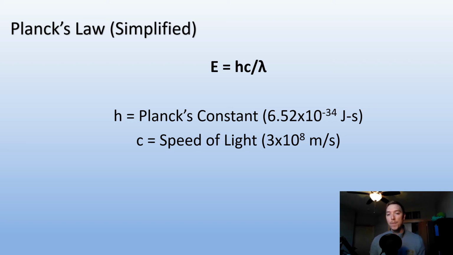So Planck's law simply says that E, or energy, is equal to hc divided by lambda. Where h is Planck's constant, 6.52 times 10 to the negative 34th joule seconds, c is the speed of light, 3 times 10 to the 8th meters per second, and lambda is your wavelength.